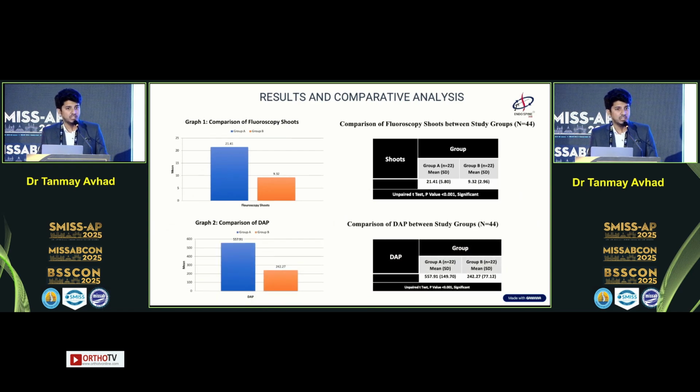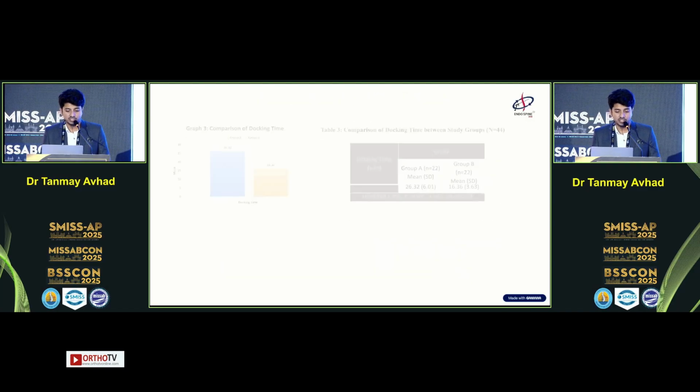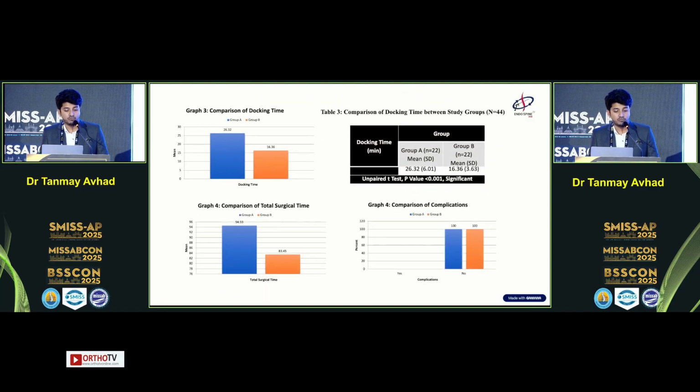We found a significant reduction in fluoroscopy shots, from 21 to an average of 9. That is extremely good for a young surgeon. The dose area product for the amount of radiation exposure was also much less. Docking times came down from 26 minutes to an average of 15 minutes. Total surgical time also reduced moderately; however, it was not statistically significant.